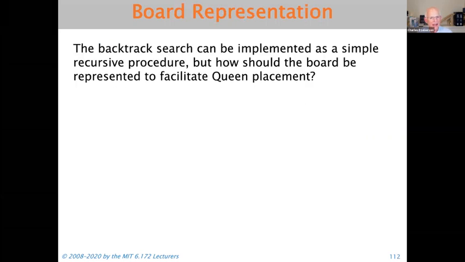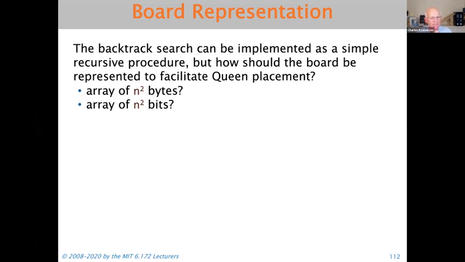So how should the board be represented to facilitate queen placement? The first thing you think about is, let's use an array of n squared bytes. So we have an n by n matrix, and each byte holds a queen or is empty. And then you think, oh, there's only 2 values. So instead of n squared bytes, we could use n squared bits to say where the queens are.